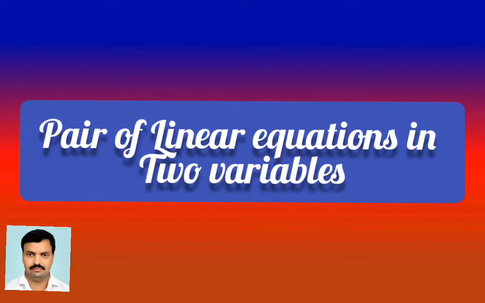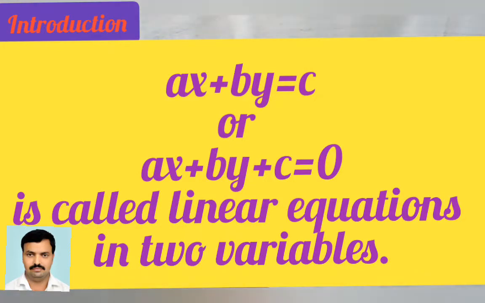So before I start it, let us have a small introduction. What is linear equation in two variables? The equation written in the form of ax plus by equals to c or ax plus by plus c equals to 0 is called linear equation in two variables.